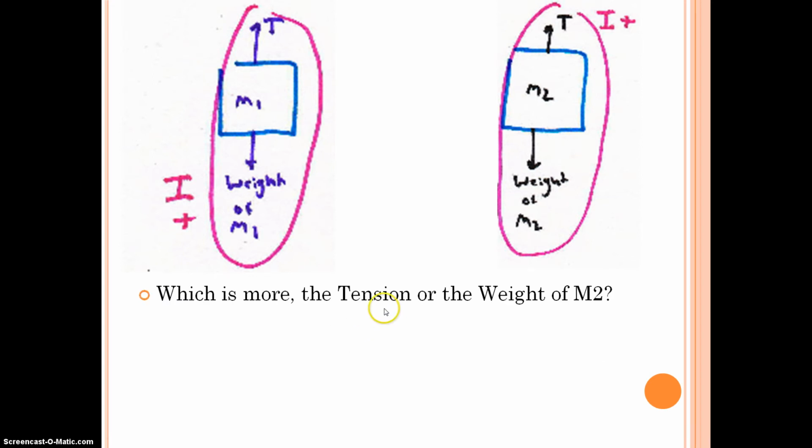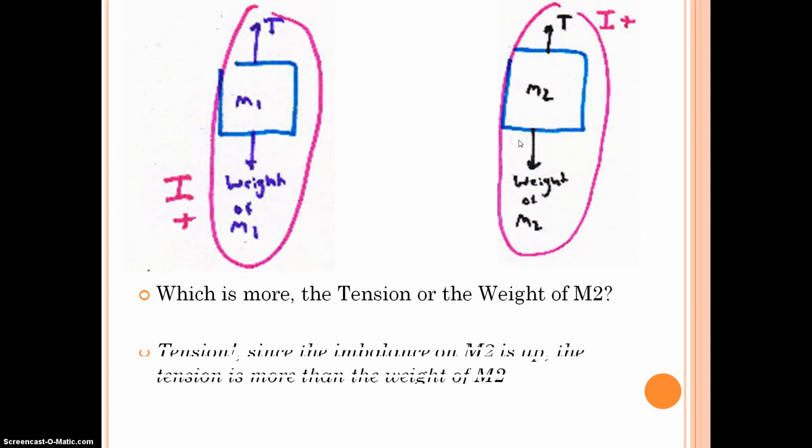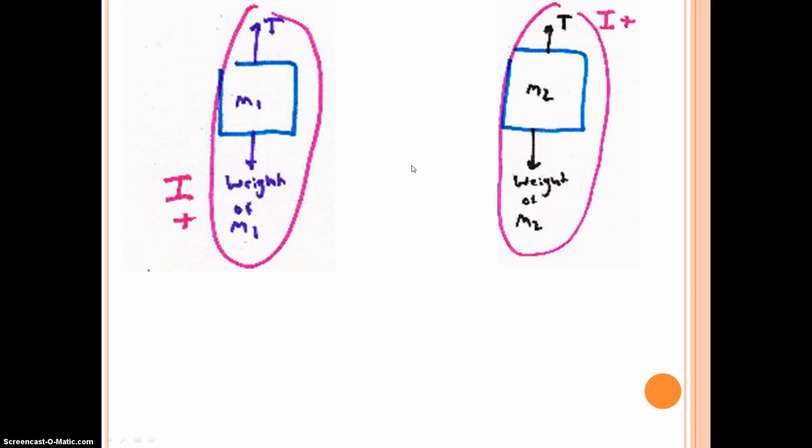Okay. Which is more then, the tension or the weight of M2? Since the imbalance is up, the tension's got to be more. You have to have more tension pulling up than weight pulling down. Cool. So now we're going to solve for it. Let's create net force equations for this picture directly underneath it. Which of these two forces is positive? Weight of M1. Which one's negative? The tension. And they equal an imbalance.